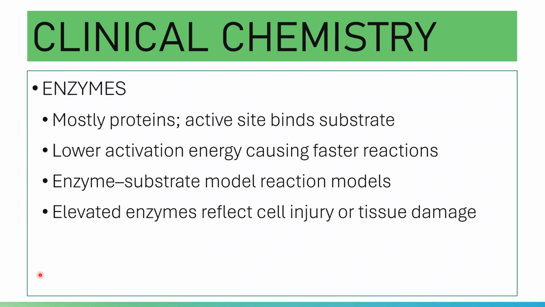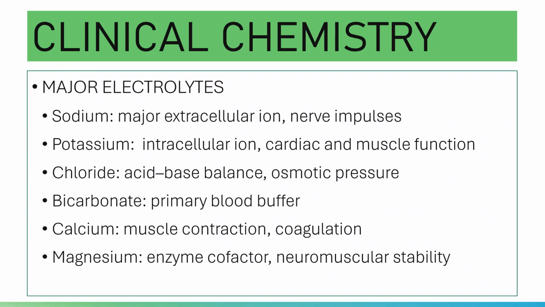Let's say, for example, there is an increased activity of ALT or AST. It may indicate liver damage. Or let's say CKMB or troponin, it may indicate myocardial damage. Please note that you utilize enzymes as markers for tissue damage.